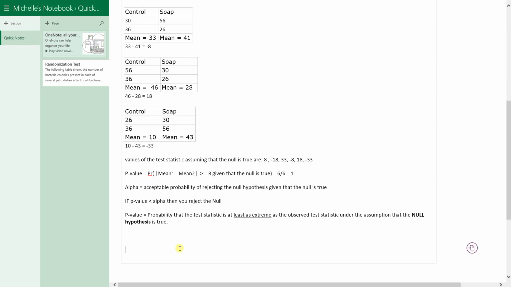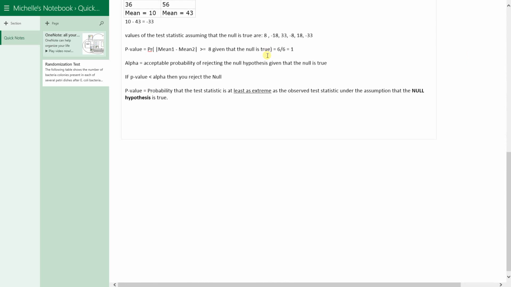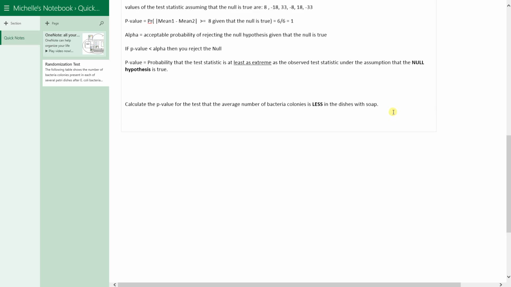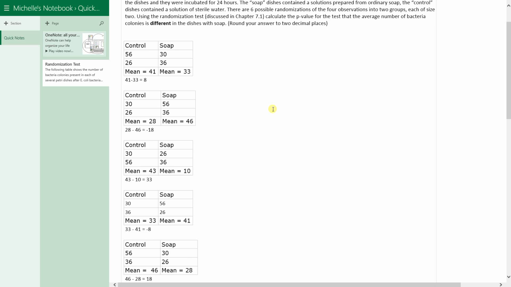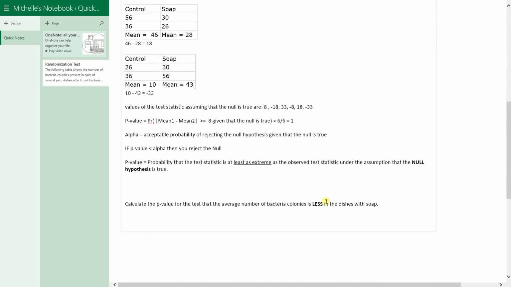If we were to change this question, let me rewrite this down here. Calculate the p-value for the test that the average number of bacteria colonies is less in the dishes with soap. Okay, that would make sense. I would say that the soap is killing the bacteria, and that's our hypothesis from the get-go. The hypothesis up here would have had to have been, we have no idea if the soap is going to help the bacteria grow or kill it, right? So down here we're saying, yeah, we think that the soap is going to kill it.